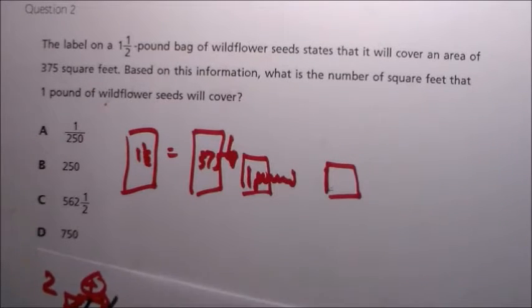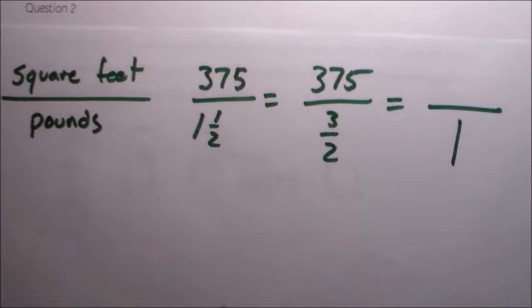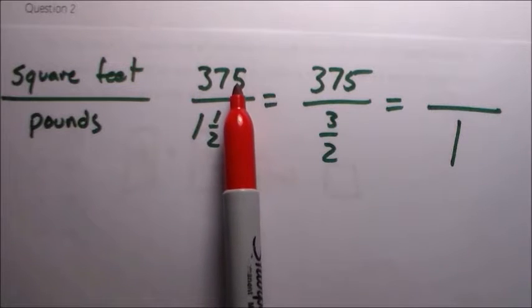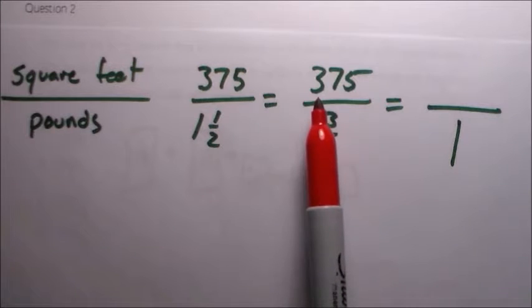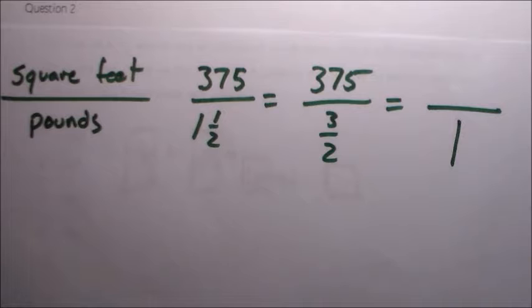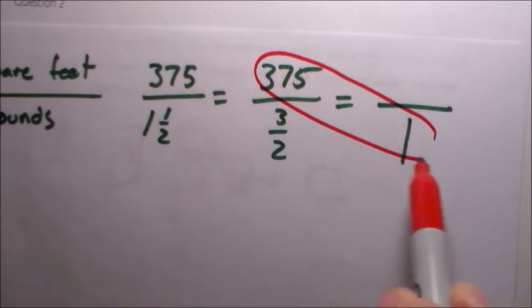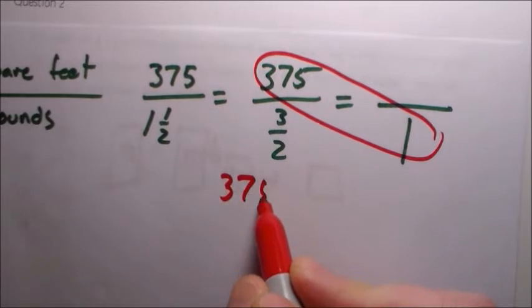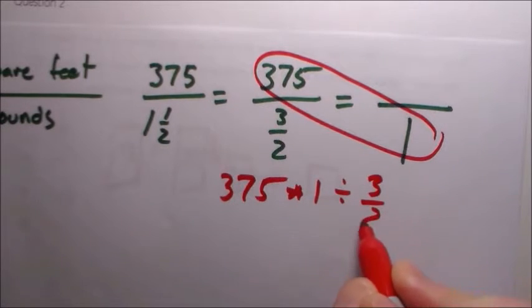All right, so let's plug that in. Square feet per pound. You have 375 square feet for 1 1/2 pounds, which is the same as 375 square feet for 3/2 pounds. So how many square feet are you going to get per 1 pound? Because that's what the question's asking. Let's use our cross multiplication skills again. We have 375 times 1 divided by 3/2.